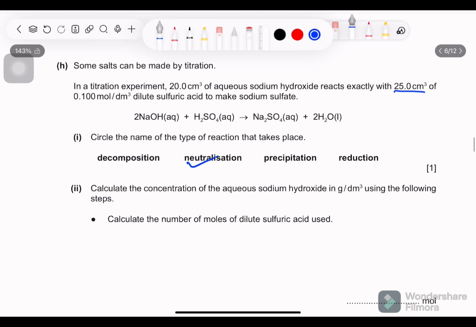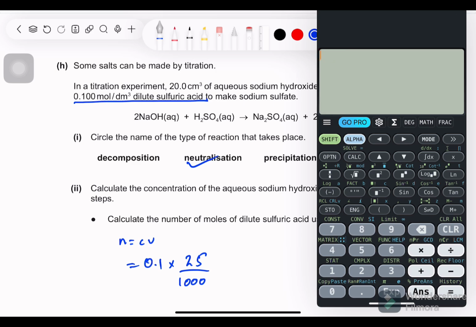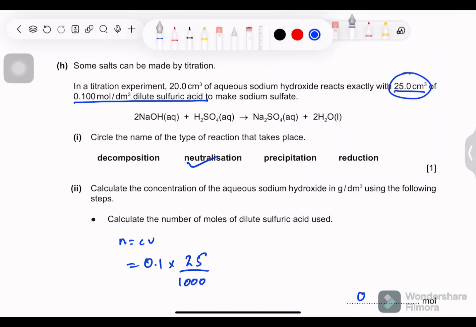Calculate the concentration of the aqueous sodium hydroxide in grams per dm cube using the following steps. So a series of steps are given. First, calculate the number of moles of dilute sulfuric acid used. So we have the concentration of sulfuric acid and the volume. We can use the formula moles equals CV, concentration times volume. Concentration is 0.1 and volume should be converted into dm cube. So this will be 0.1 times 0.025, which is 0.0025.